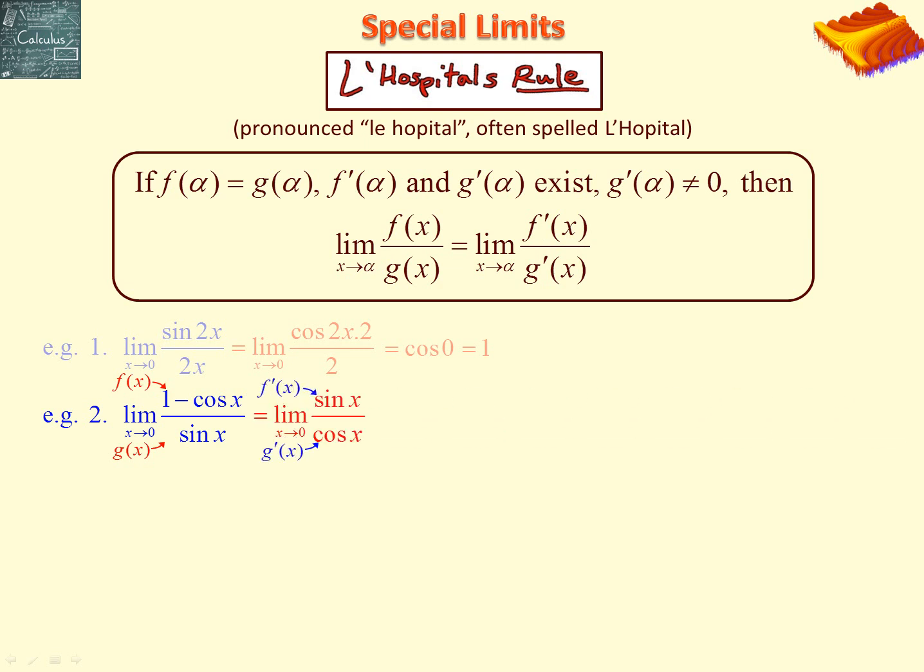We differentiate. Remember that we are able to use the L'Hospital's rule because if I substitute 0 into there, I get 0 over 0, which is indeterminate. And therefore I can differentiate the top, differentiate the bottom. I get sine over cos and 0 over 1, which is 0.